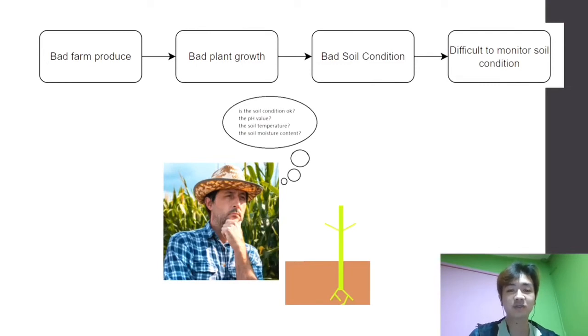Furthermore, observing multiple kinds of soil in a farm is also a challenge, as different plants require different soil conditions. As seen in the picture in the presentation, the farmer is wondering about the condition of the soil, as he is unable to determine the condition of the soil using visual alone.